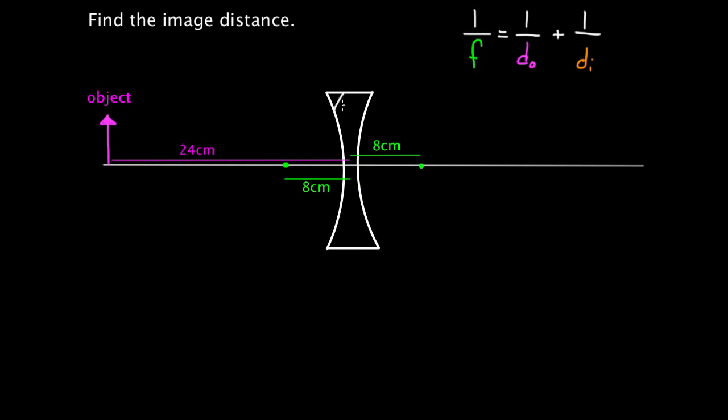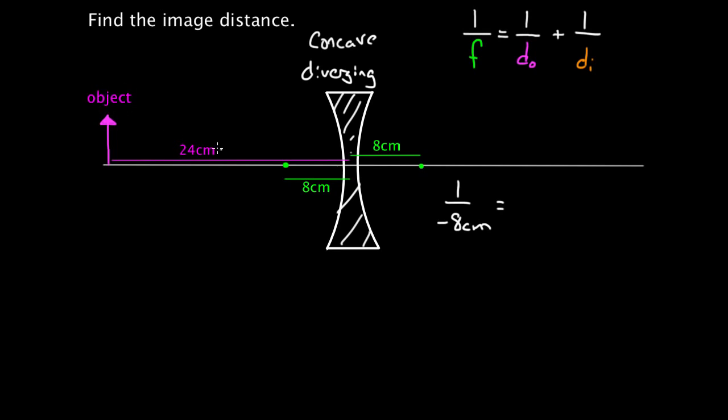Remember, the rule is that you just look at what type of lens you have. In this case, I have a concave lens, or another way of saying that is a diverging lens. And because I have that type of lens, it doesn't matter. I don't have to look at anything else. I automatically know my focal length is going to be 1 over negative 8 centimeters. Okay, so 1 over negative 8 centimeters equals 1 over the object distance.